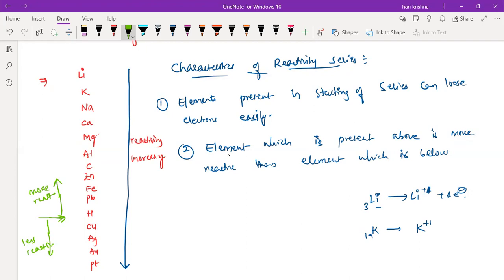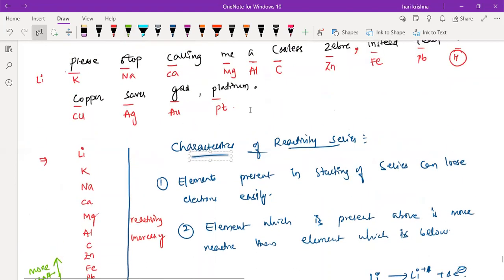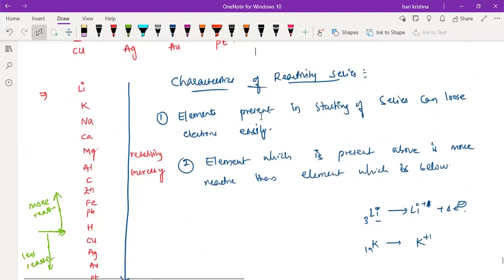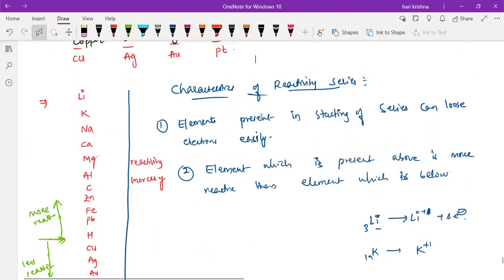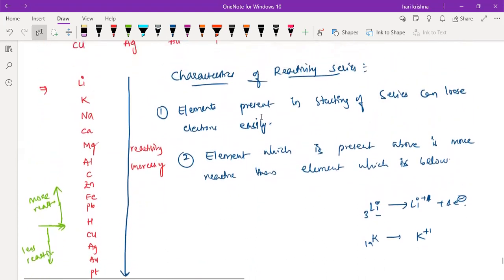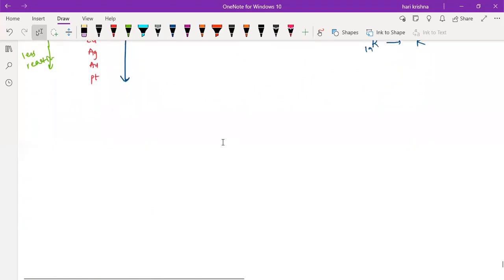Fine. So now it is easy, right, for you to remember the series? Yes, sir. So these are two important characteristics. The remaining things we'll study in the next third chapter itself. Any doubts in the series? No, sir. Okay. Now we'll write the example. We have one more definition also here.